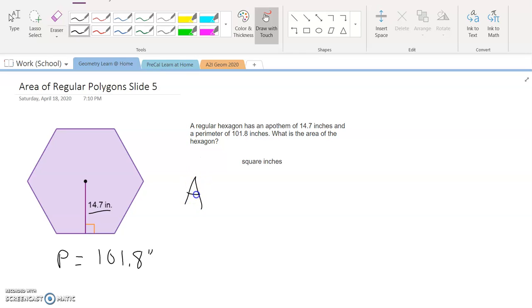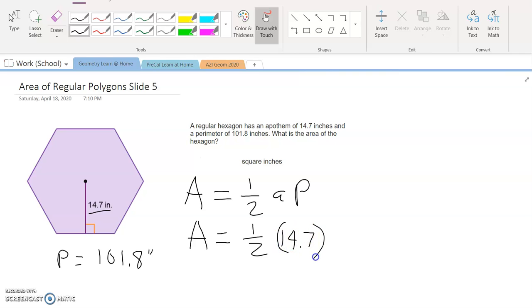We just need to plug in the pieces to the formula we just came up with on number 3. Area of a regular polygon equals 1/2 apothem times perimeter. And we can just plug in the pieces and plug it into our calculator. So area equals 1/2. The apothem is given, 14.7. The perimeter is also given, 101.8.